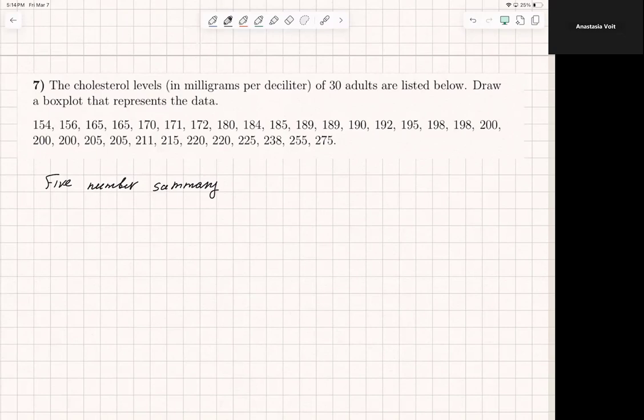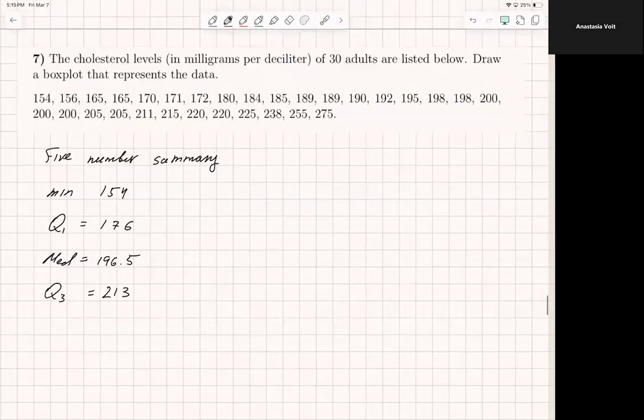So I will just fetch the numbers from the calculator. So I have minimum 154. Quartile 1 is 176. Median is 196.5. Quartile 3 is 213, and the maximum is 275. Okay. Now, before I start graphing the box plot, I need to calculate or find if I have any outliers.